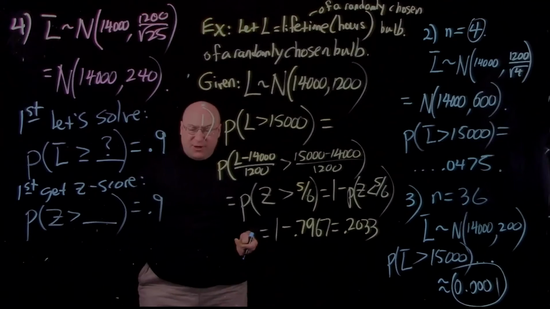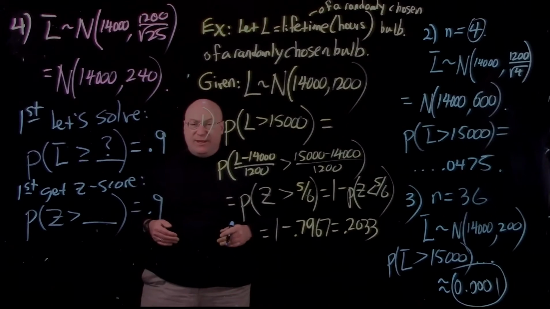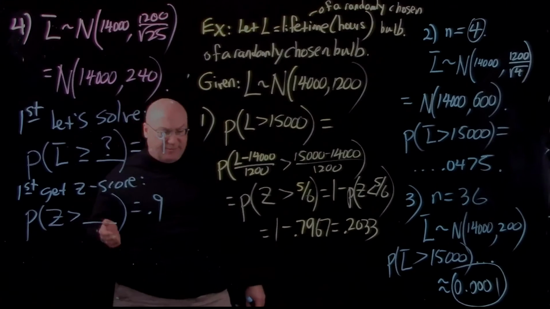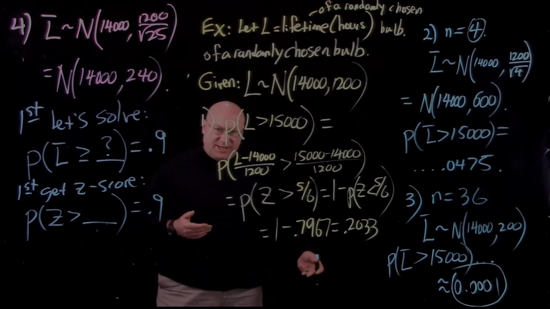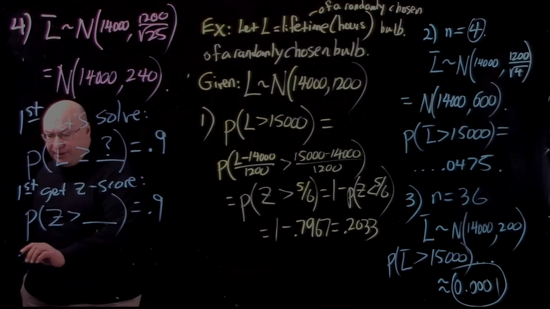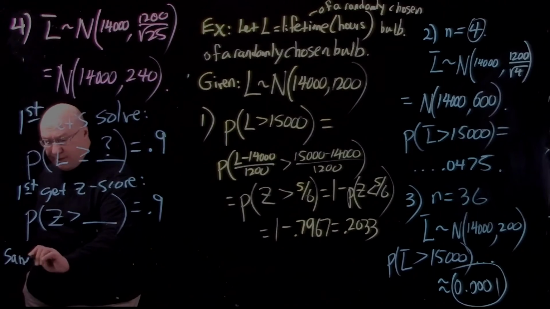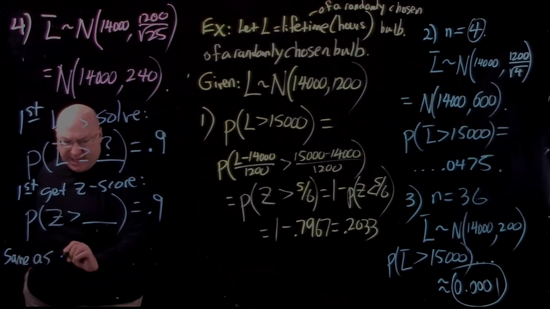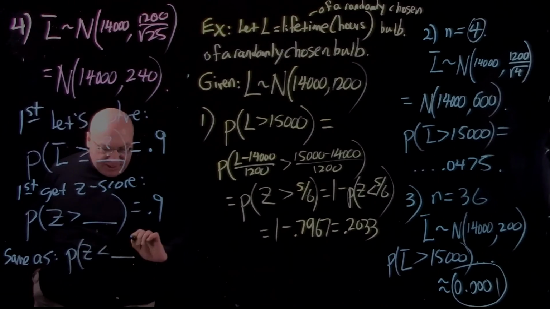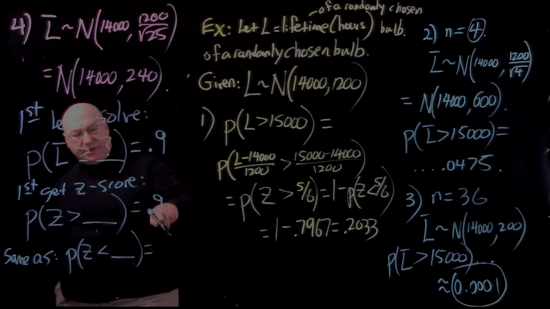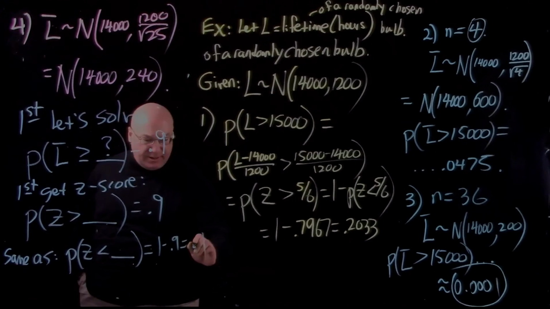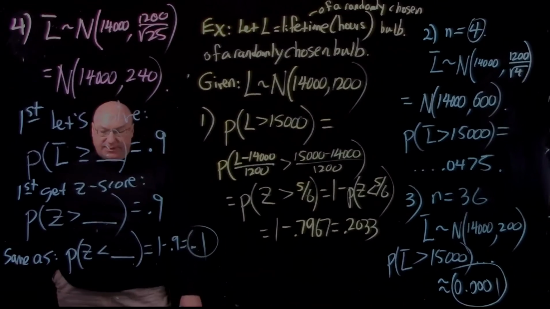So what do I do? I go into my table. Well, first off, I got a problem because it's greater than. My table only gives me probabilities for z less than a number, right? But I use complementarity to conclude that this is the same as: I want the probability that z is less than something to be the complementary probability of that, which is 1 minus 0.9, which is 0.1. That's what I go look up in my table.